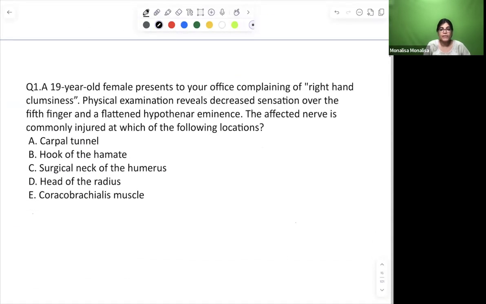Now, can we solve MCQs, my dear students? Yes. Okay, dear, so let's solve the MCQs. A 19-year-old female. All of you, please mark it right.